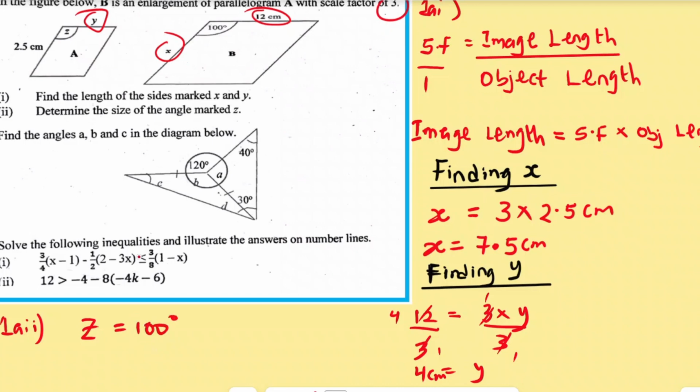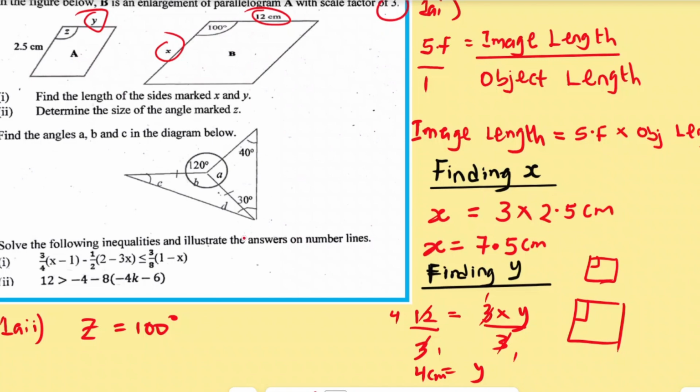The reason is that when you enlarge a shape, the angles don't change. They still remain the same. So, for example, let's take this square. This angle here is 90. When you enlarge this square, the angle here is still going to be 90. It will never change. So that is why you have to know. So Z is equal to 100 degrees. So easily we have been able to work the question 1A, I and II. Let's get our next question.